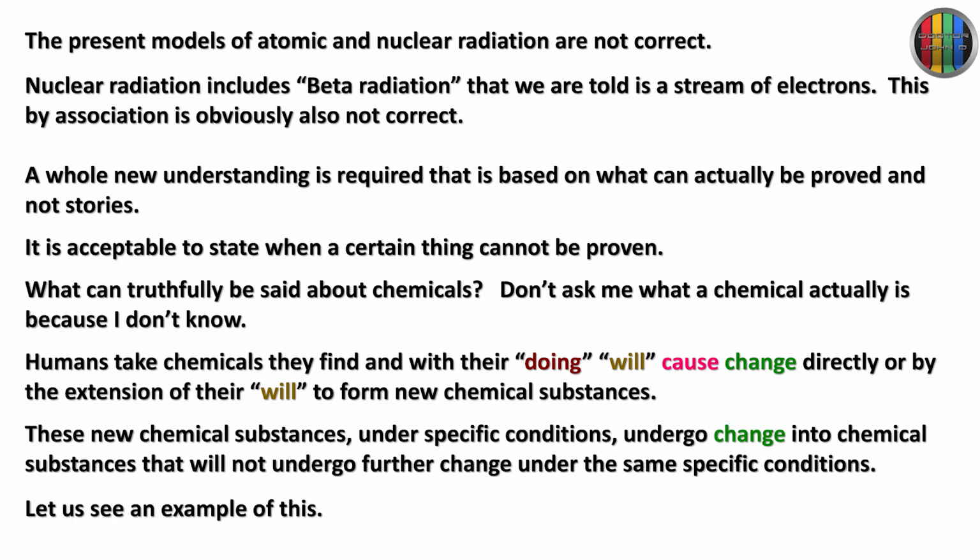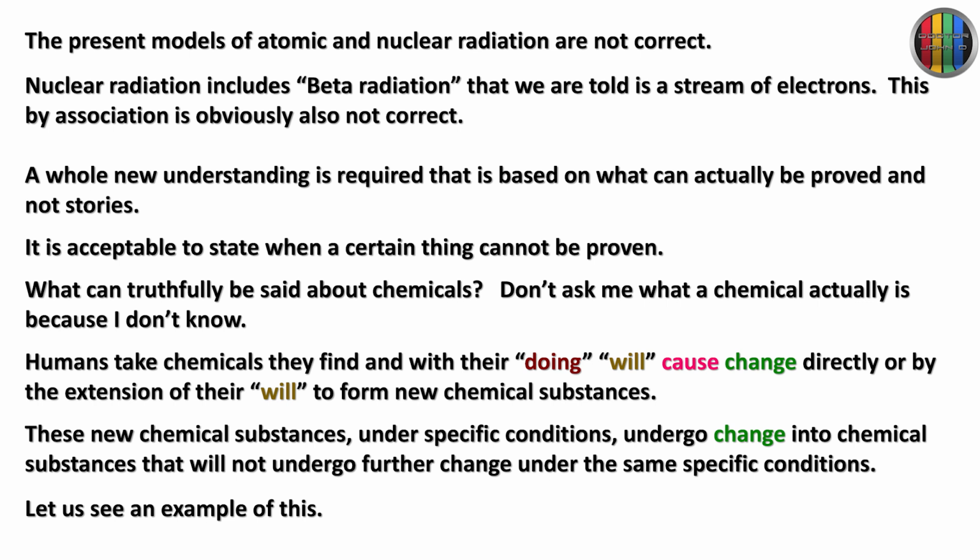The present models of atomic and nuclear radiation are not correct. Nuclear radiation includes beta radiation that we are told is a stream of electrons. This by association is obviously also not correct. A whole new understanding is required that is based on what can actually be proved and not stories. It is acceptable to state when a certain thing cannot be proven.